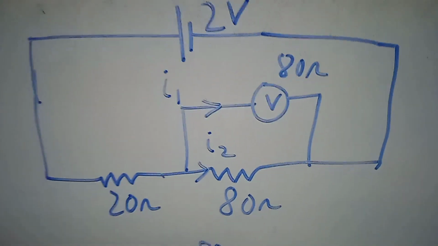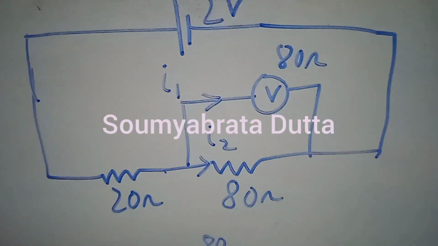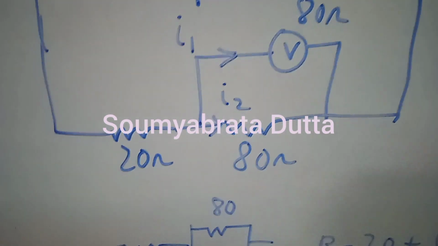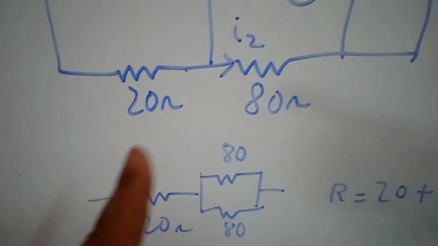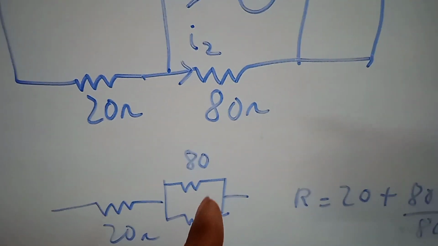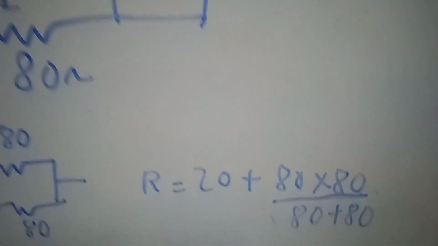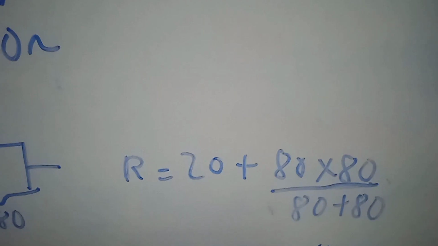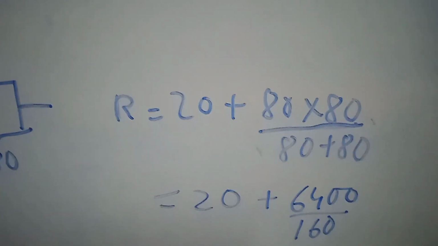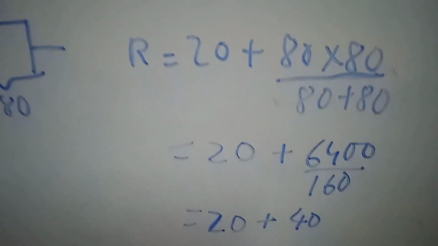First of all we can take the 80 ohm and 80 ohm in parallel, and with 20 in series. So 20 with 40. 80 and 80 in parallel means it will be 40: 80 into 80 divided by 80 plus 80, that means 6400 by 160. Then it will be 40 plus 20, which is 60 ohm. So the total resistance of the circuit is 60 ohm.